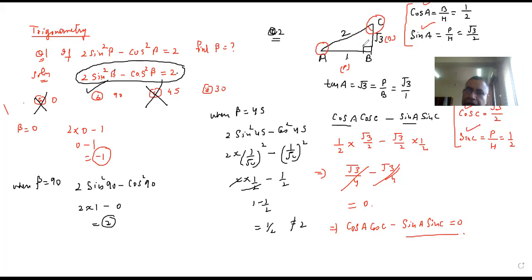So you have to take care of perpendicular and base. In case of angle A, the side opposite to angle A will be perpendicular and this is the base. In case of angle C, the side opposite to C will be perpendicular and this will be the base. Note it down, and let me know. Then we'll move to the next question.